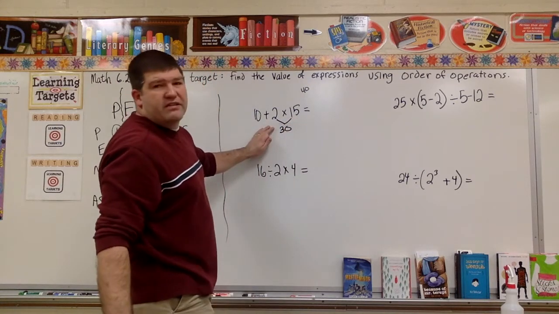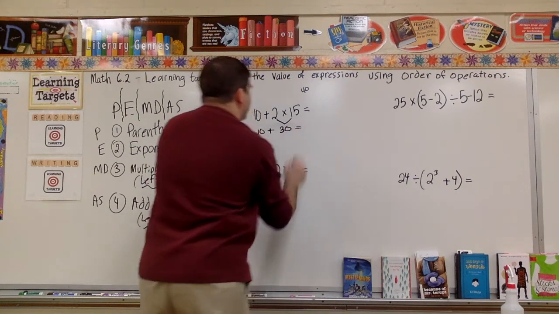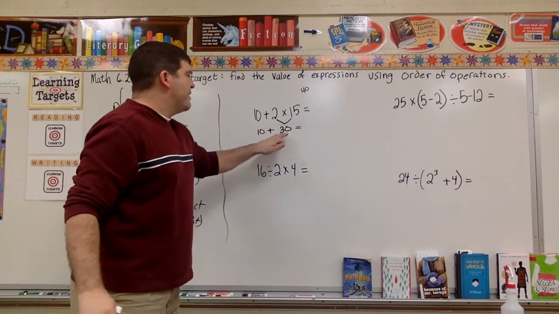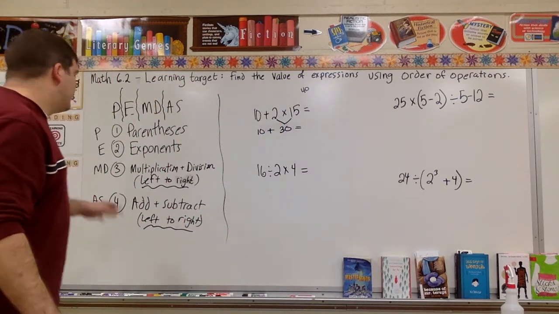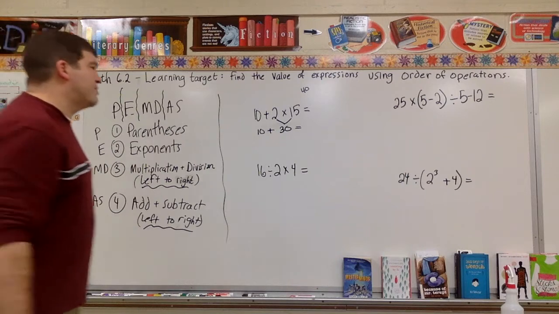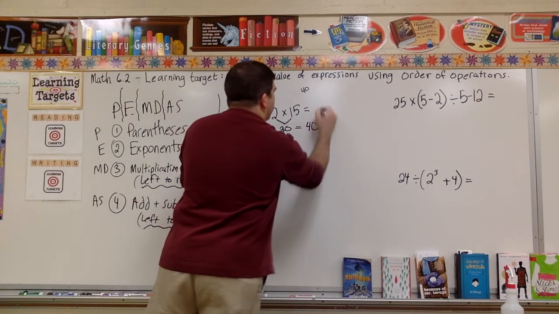So 2 times 15 is 30. Then I bring everything else down. Okay. So I've done all the multiplication and division. I like to drop things down. It makes it easy for me. Then I'm done with this. Now I go to add and subtract. There's only an adding. 10 plus 30 equals 40.